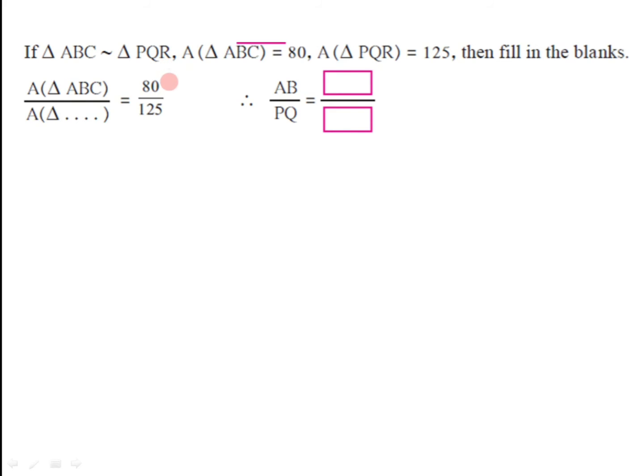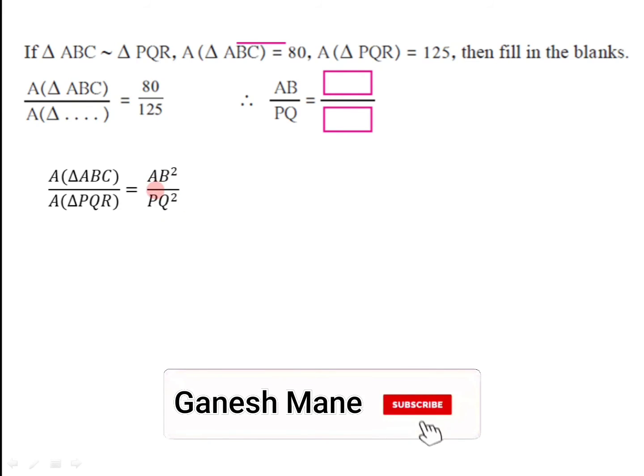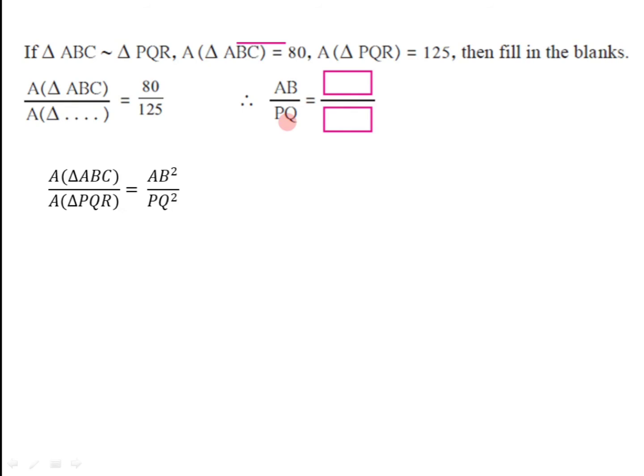So by the theorem of areas of similar triangles, we have area of triangle ABC divided by area of triangle PQR equal to the ratio of squares of the corresponding sides. The corresponding side of AB is PQ, so we should take here AB square divided by PQ square. Now here we have taken only one corresponding side, AB square divided by PQ square, as we have to find the ratio of AB divided by PQ. So this is by theorem of areas of similar triangles.